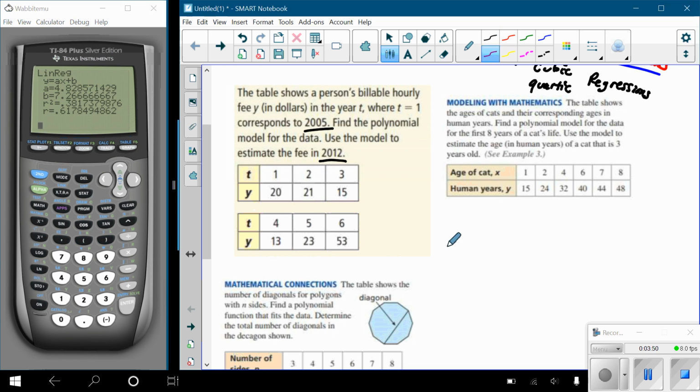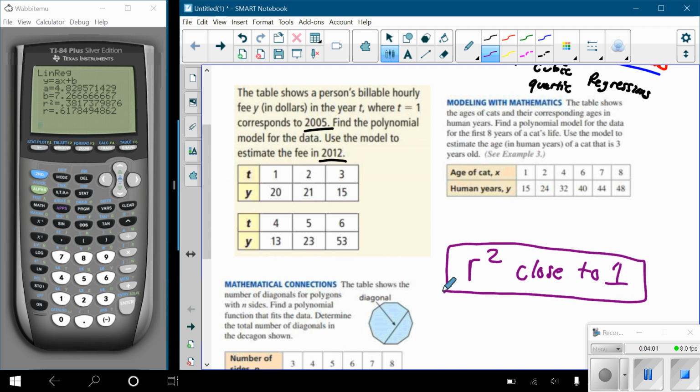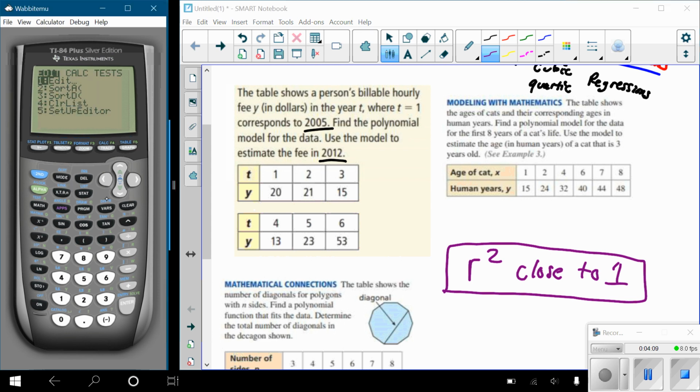So that's kind of the important thing to jot down here. You want R squared close to 1. And if you've got your R squared close to 1, then that model is going to be good enough. But here, we're not close to 1 at all. And by close to 1, I mean like 0.9 something. So I'm going to go back to stat. I'm going to go back to calculate.